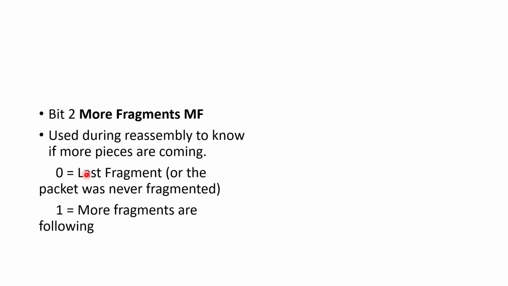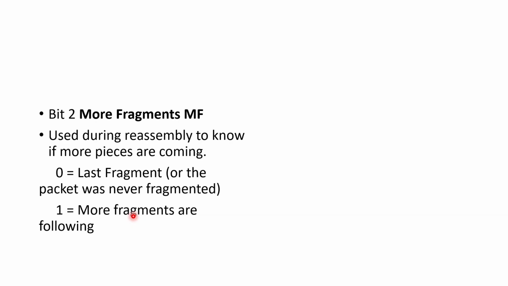And the next bit is bit 2, or we can say more fragments, which is MF. This one is used during reassembly to know if more pieces are coming. So for example, if it is set to bit 2, which is MF, these are the values. If the router sees the value 0, it means this is the last fragment. There is no other fragment coming from the source. And if it is set to 1, it means there are more fragments coming.